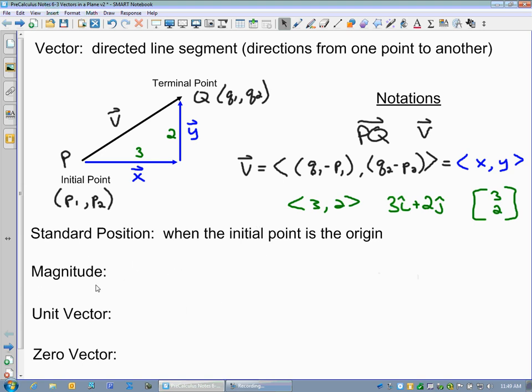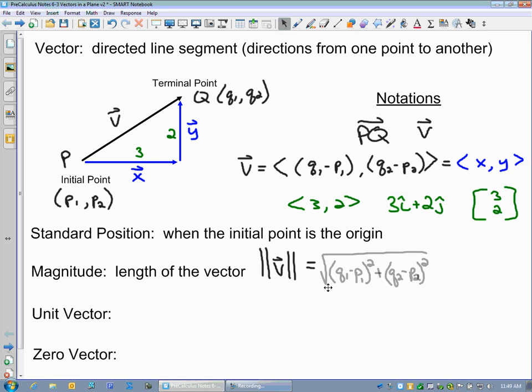Now when we talk about the magnitude of a vector, we're talking about the length of the vector itself, and there's a notation for that. It looks like a double absolute value symbol, but it's read as the magnitude of vector V. So the magnitude of vector V, like we said, is simply the length of the segment. So it should be no surprise that the formula for that is really just the distance formula. It's the distance from P to Q.